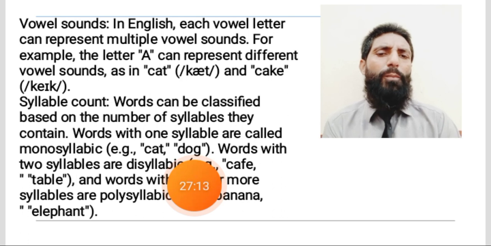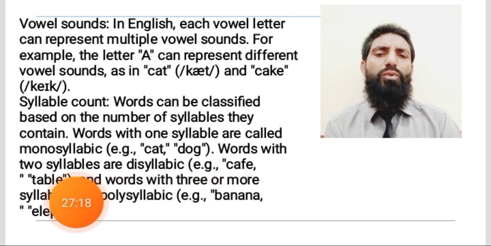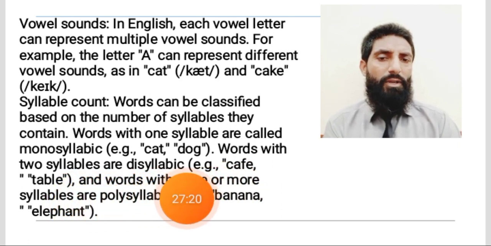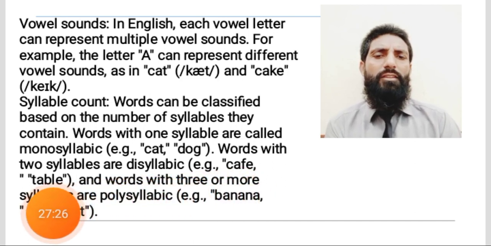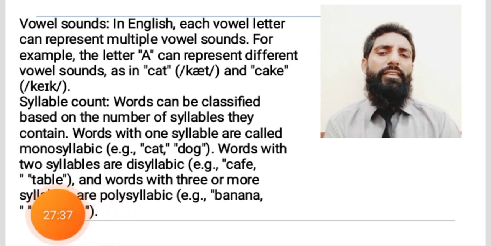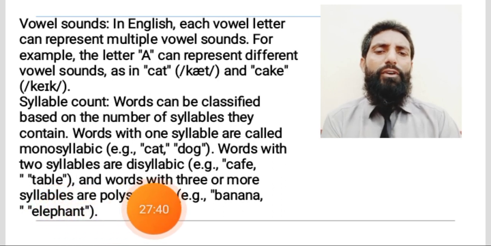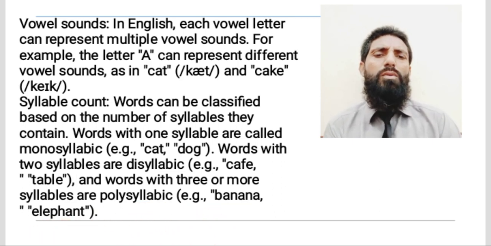We can observe it in the poetical pieces of writing. Words with two syllables are called disyllabic, like cafe and table. Here are two vowels, A and E, and on the basis of these two vowel sounds, we can say that this is a disyllabic word. And words with three or more syllables are polysyllabic, like banana and elephant. So basically, these were the differences among the syllables.